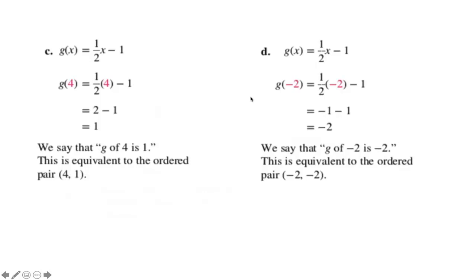So if the input is 4, the output is 1. So the ordered pair is 4, 1. So x is the input, y is the output. Same thing here. You plug in -2, I get -2. So g of -2 is -2.